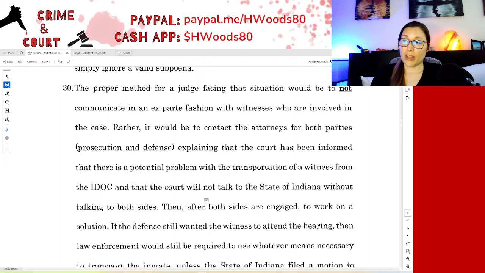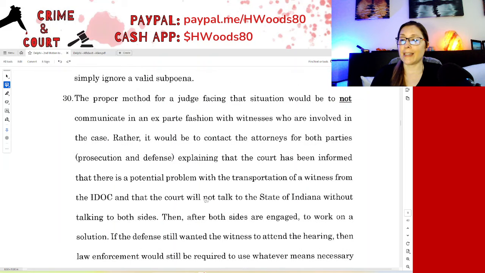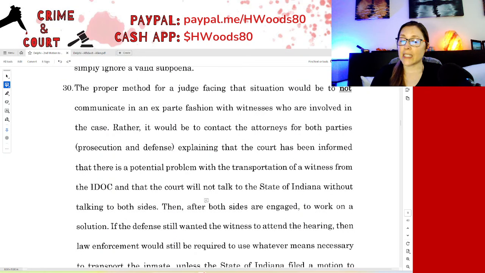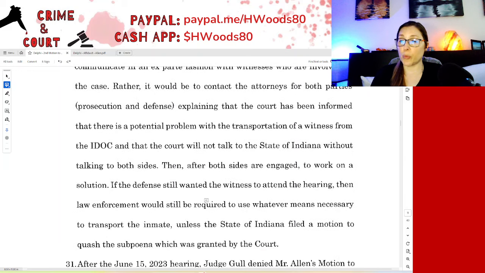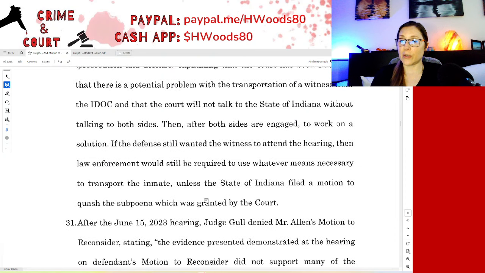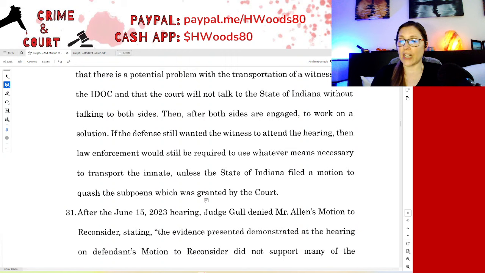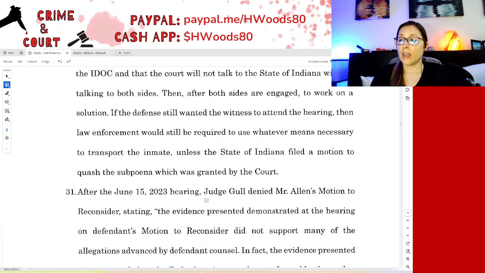Number 30. Proper method for a judge facing that situation would be to not communicate in an ex parte fashion with witnesses who are involved in the case. Rather, it would be to contact the attorneys for both parties, prosecution and defense, explaining that the court has been informed that there is a potential problem with the transportation of a witness from the IDOC and that the court will not talk to the state of Indiana without talking to both sides. Then, after both sides are engaged, to work on a solution. If the defense still wanted the witness to attend the hearing, then law enforcement would still be required to use whatever means necessary to transport the inmate, unless the state of Indiana filed a motion to quash the subpoena, which was granted by the court.